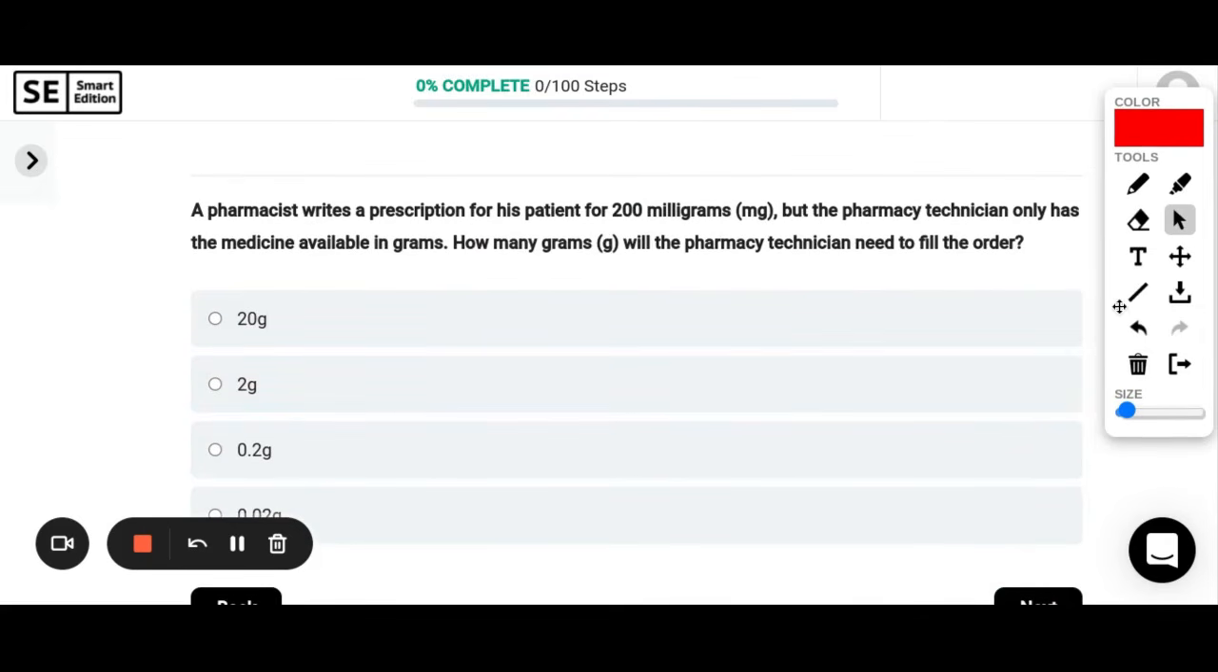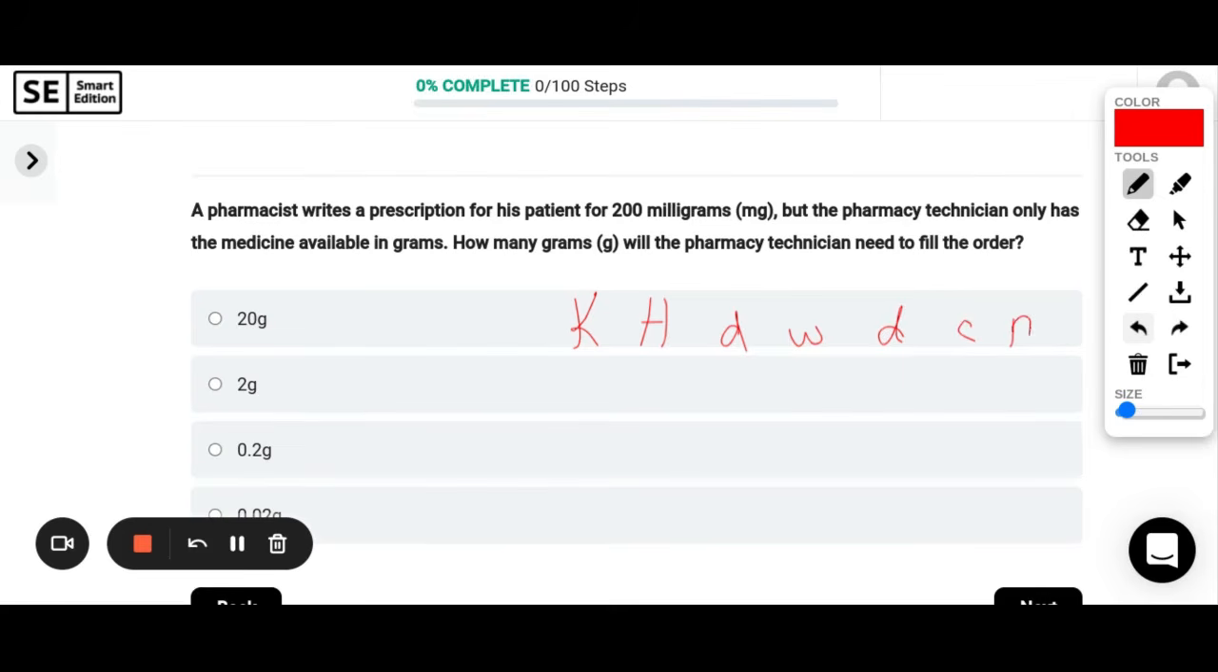Okay, a pharmacist writes a prescription for his patient for 200 milligrams, but the pharmacy technician only has the medicine available in grams. How many grams will the pharmacy technician need to fill the order? So notice that there are quite a few of these questions about these conversions. So we need to go this time from milligrams to grams. So I'm going to go back to my King Henry died while drinking chocolate milk mnemonic.